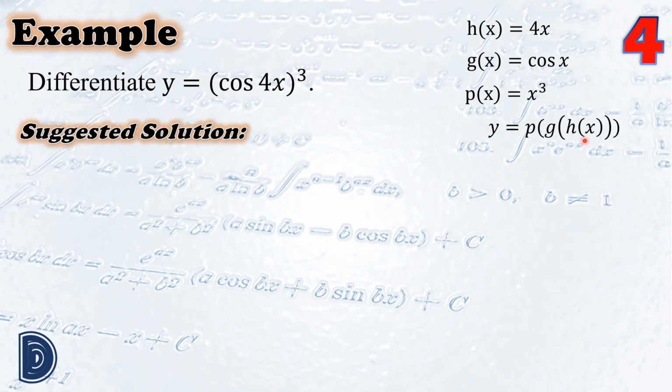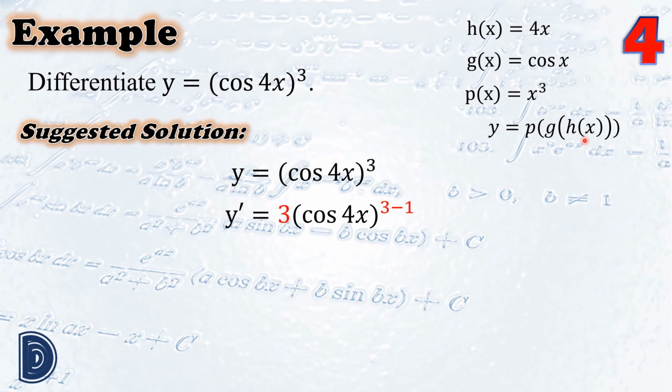So here is our solution. First, we have our equation y is equal to cosine cubed of 4x. So we will get the derivative of cosine cubed of 4x. That will be y prime is equal to 3 times the inside function cosine 4x raised to 3 minus 1. And then we will get the derivative of the inner function, that is cosine 4x, and the derivative of cosine function of an angle is negative sine function of the angle. So we have negative sine 4x.